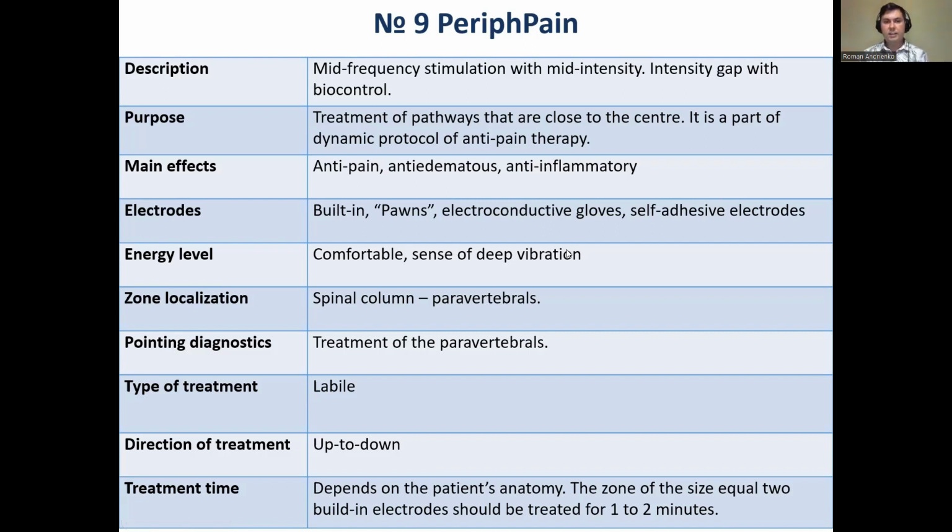Okay. Again, the spinal column, paravertebrals, up to down, the treatment time depends on the patient's anatomy. The zone equal to 2 built-in electrodes should be treated for 1 to 2 minutes. You see that we spend more time here, not only because we're going slower, but also because we are dealing with 2 pathways at the same time. And a good way to save your time is to use the Pons electrode or conductive gloves, because you will be treating 2 paravertebrals at the same time. That will save 50% of your treatment session time.